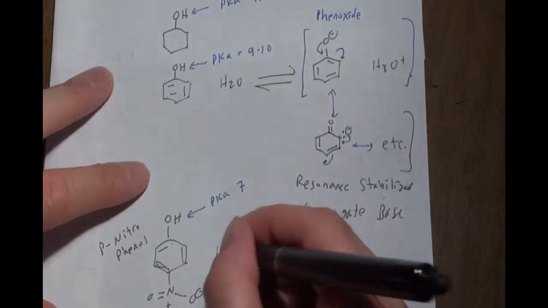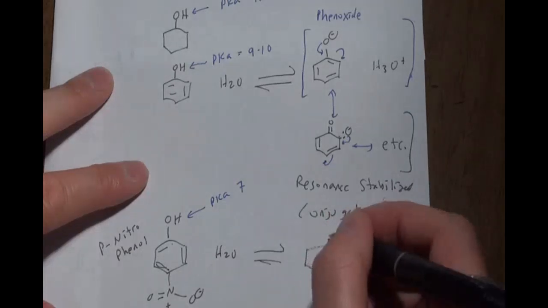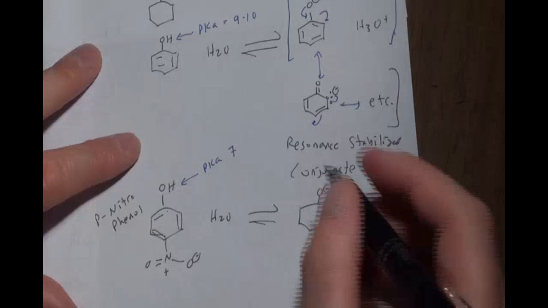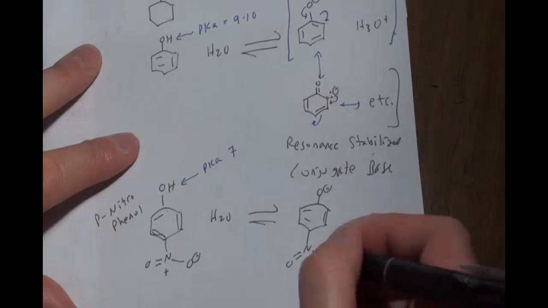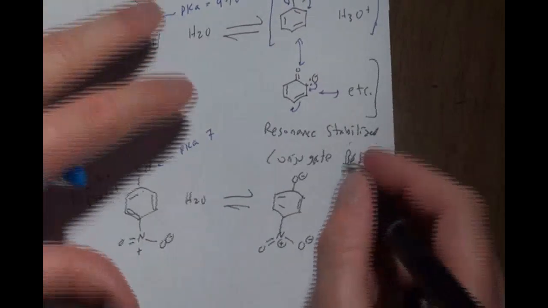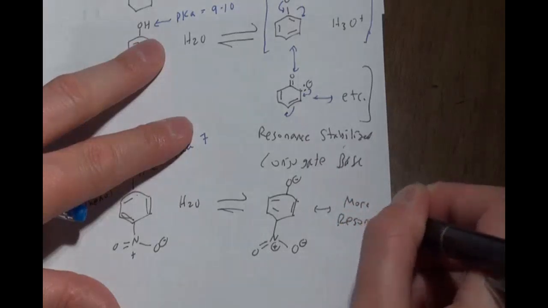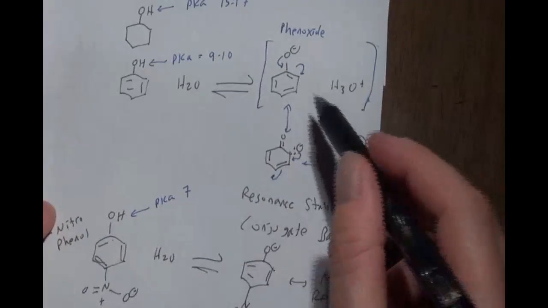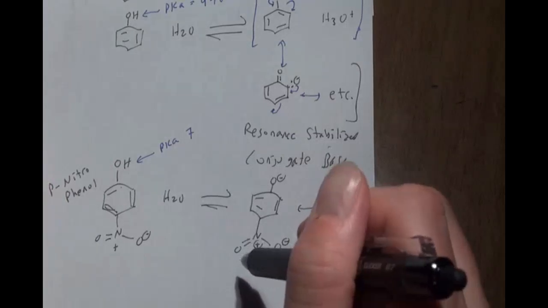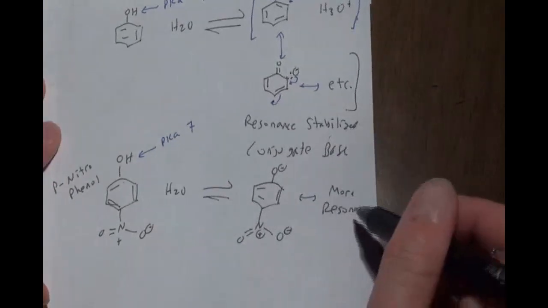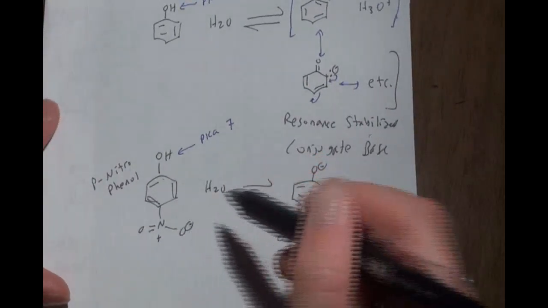The way we consider that is, imagine deprotonation, and we even have more resonance. Do the same exact thing I was doing up here, but you can push the O minus all the way to the nitro and onto the nitrogen atoms. I'm not going to do that for you. But that explains the higher acidity of para-nitrophenol. It's more acidic, okay?